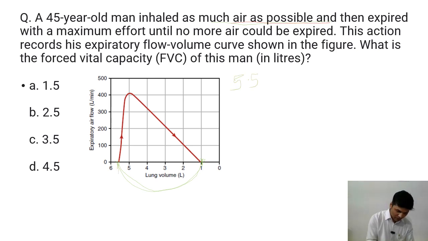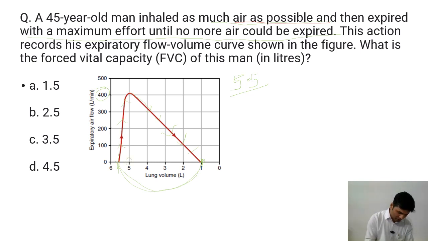So 5.5 liter. After that he expired with maximum effort until no more air could be expired. So he starts expiring, and this is the expiration curve. Initially the rate of expiration was very high, 400 liter per minute, and then gradually air is expiring and the volume is reducing, but at the same time the rate of flow out is also decreasing.